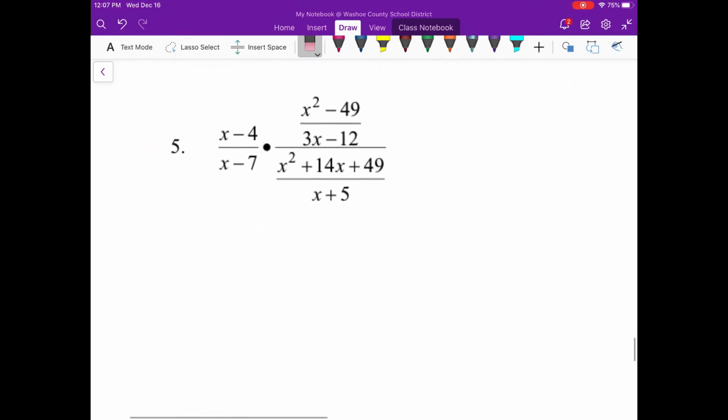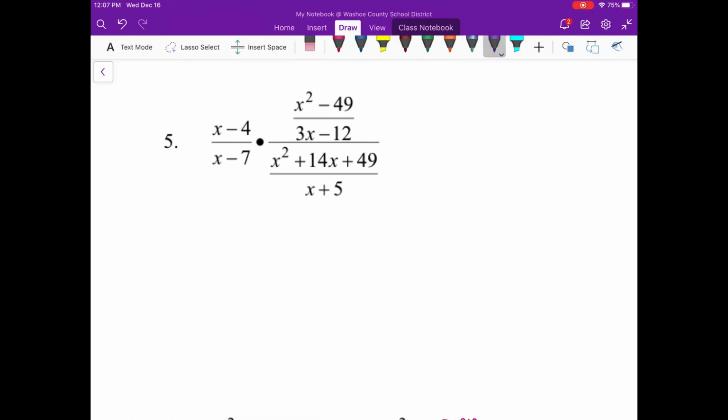All right, going on to number 5. So number 5 combines several steps here. It's asking us to multiply, but then it also has a division. So I'm going to focus on the division first. Okay, you're going to follow the same process. You're going to skip this part. You're going to flip this one, factor it out, see what cancels out.